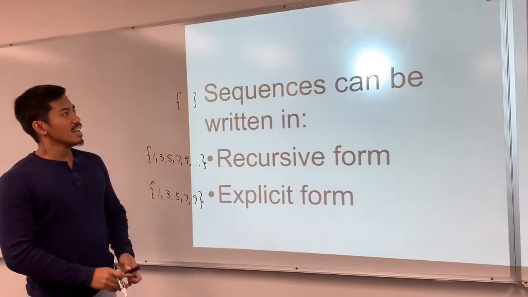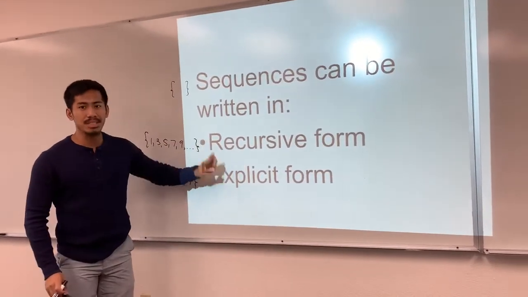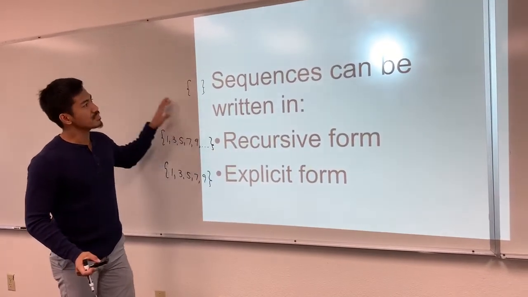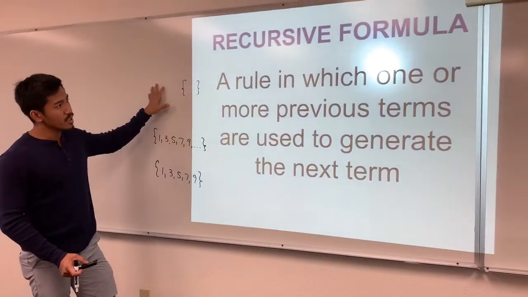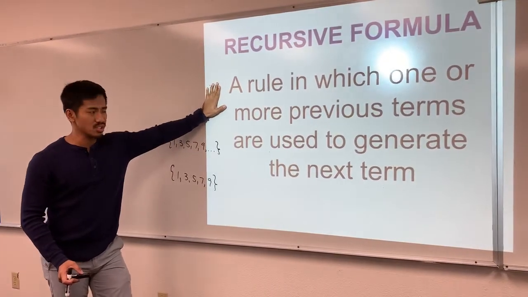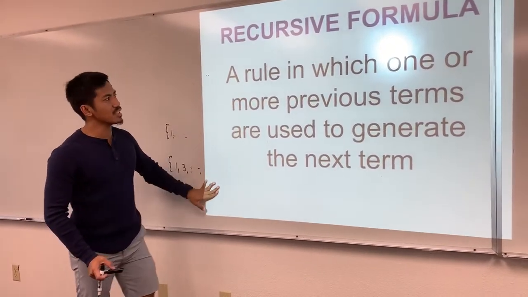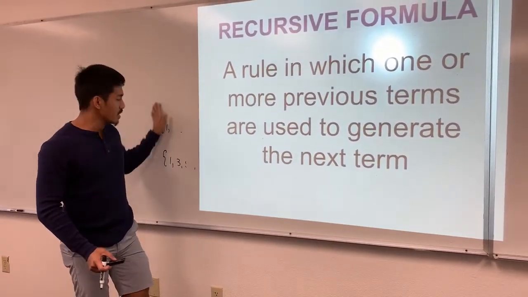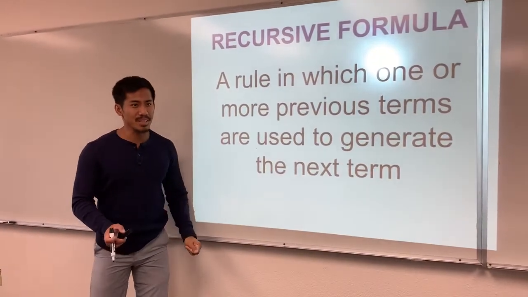Okay, sequences can take 2 forms. It's either recursive or explicit. We're going to start with what recursive is. A recursive formula is a rule in which one or more previous terms are used to generate the next term. In this kind of formula, you will see a sub n minus 1, a sub n minus 2, those things. That denotes that it is a recursive formula.